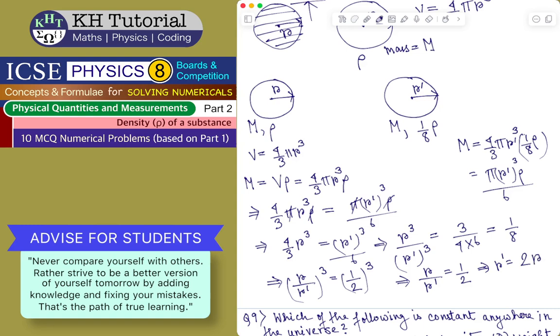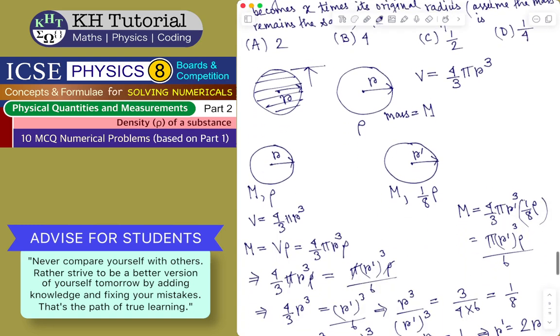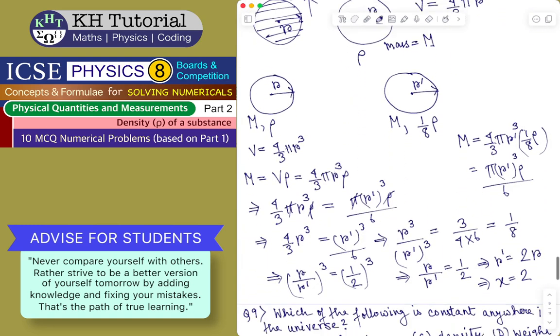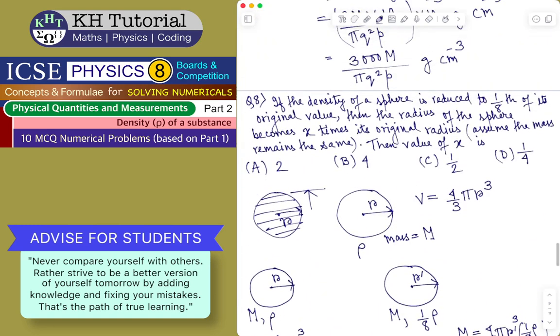So from here we can say that x is equal to 2, because in the problem it is given that when the density of the sphere was reduced to 1/8 of the original density, the radius becomes x times the original radius, and we have found that the new radius r' is equal to 2 times the original radius. So x is 2. So the correct choice is A.